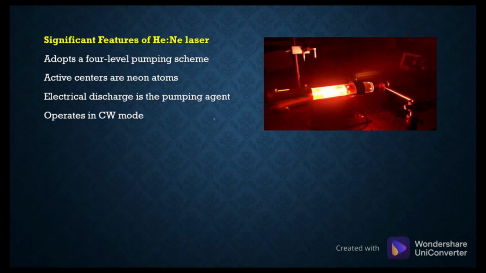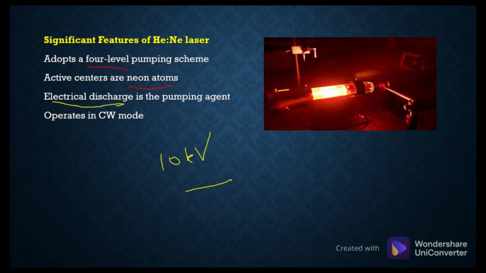The main features of the helium neon laser: it adopts a 4-level pumping scheme. Like in the ruby laser there is a 3-level pumping scheme, here we have a 4-level scheme. The main atomic species responsible for laser action are neon atoms, and we achieve the pumping process with the help of electrical discharge by applying a high potential difference of the order of 10 kilovolt or more. We can achieve the population inversion and the pumping can be done.